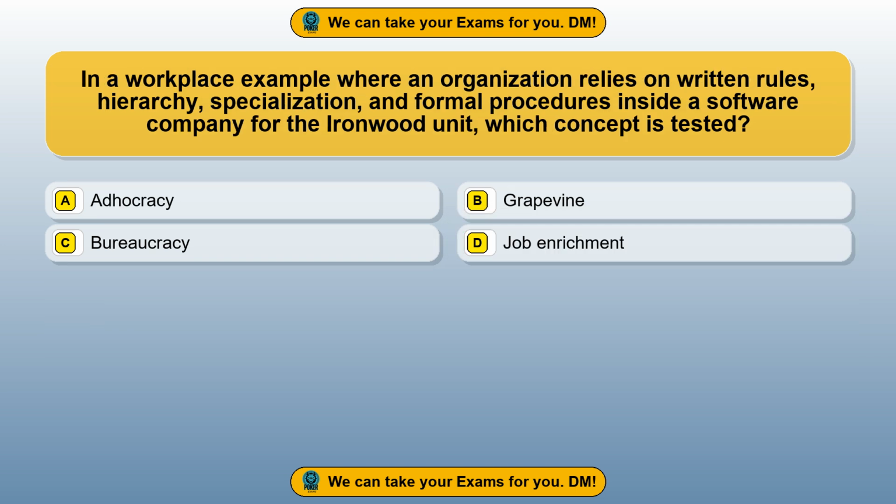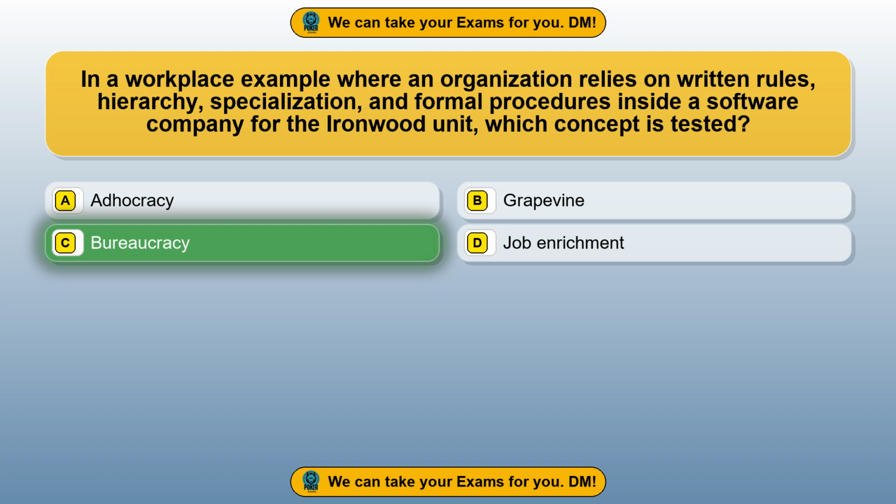Question 69. In a workplace example where an organization relies on written rules, hierarchy, specialization, and formal procedures inside a software company for the Ironwood unit, which concept is tested? Option A, adhocracy. Option B, grapevine. Option C, bureaucracy. Option D, job enrichment. The correct answer is option C, bureaucracy.